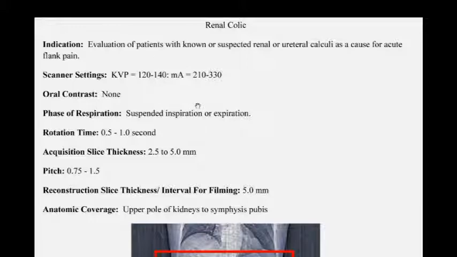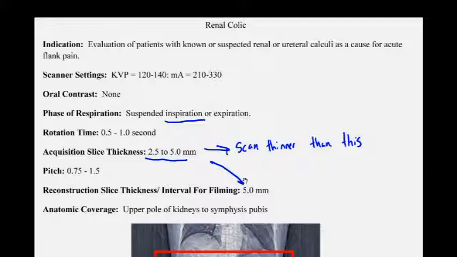Scanner settings are going to be the same as what we've already seen. No oral contrast. Respiration can be suspended in inspiration or expiration, but we favor inspiration. Rotation time is much the same, 0.5 to 1 second. Slice thickness is 2.5. However, you scan thinner. Pitch is going to be 0.75 to 1.5.